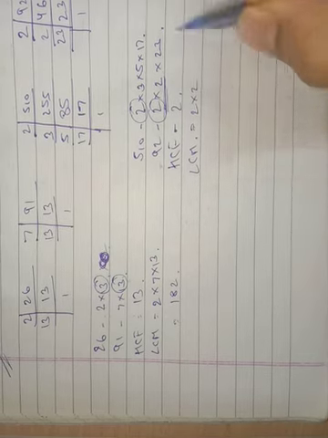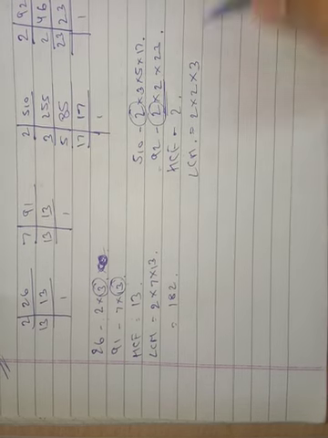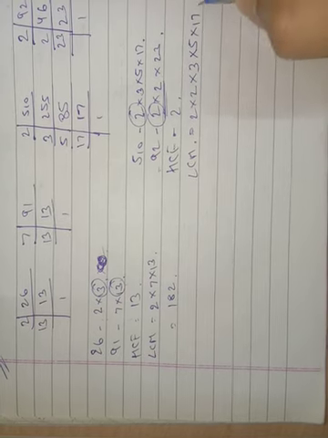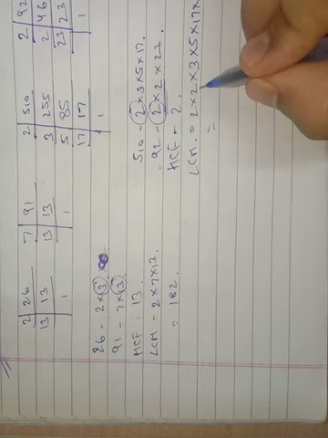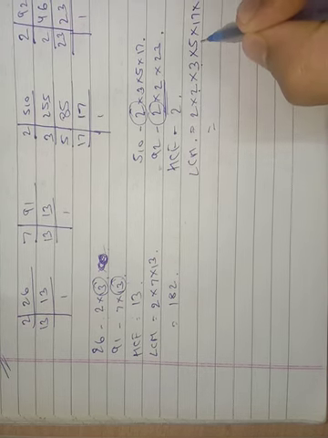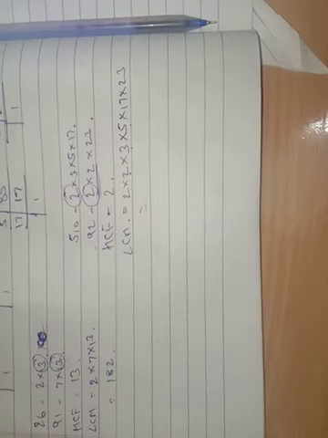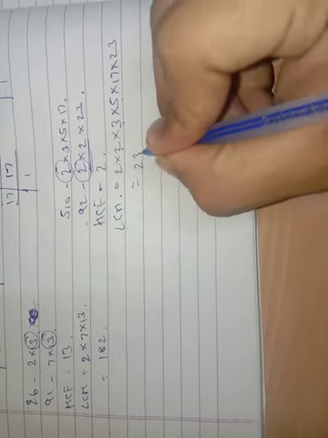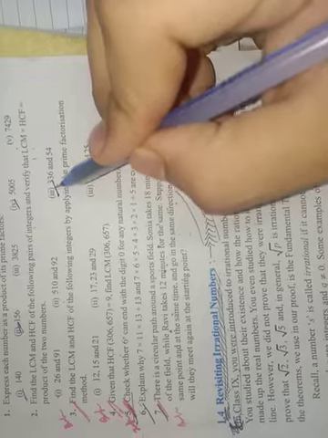2 into 2. 3 comes only 1 time, so we have to take the maximum 3 only. 5 also 1 time. Maximum 5 only. 17 also 1 time, and 23 also 1 time. So after you multiply, 2 2s are 4, 4 3s are 12, 12 5s are 60, 60 into 17, and 17 into 23. When you multiply all, you will get the answer 23460. This is your LCM.